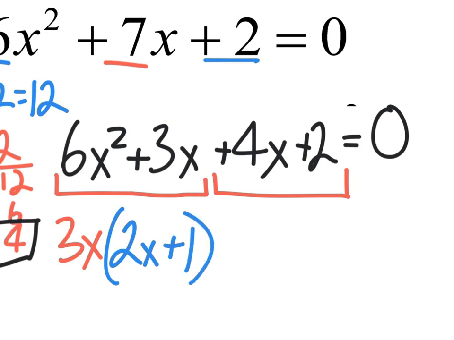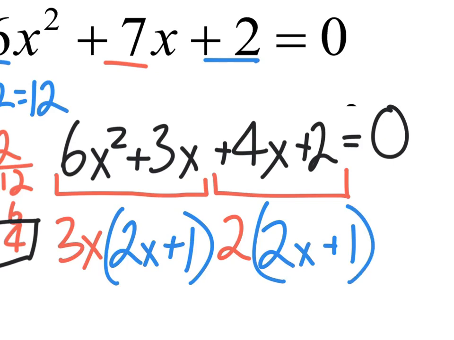All right. And so now when we take a look at the right side, what can we factor out of 4x plus 2? Let's factor out 2. And so, what does that leave us? 2 times what gives us 4x? It's going to be 2x. And 2 times what gives us 2? It's going to be plus 1. And then, of course, this is equal to 0.